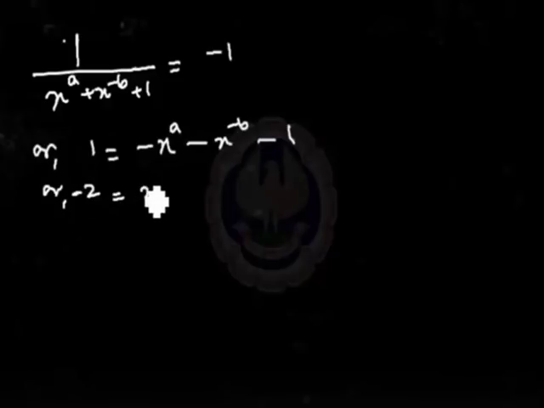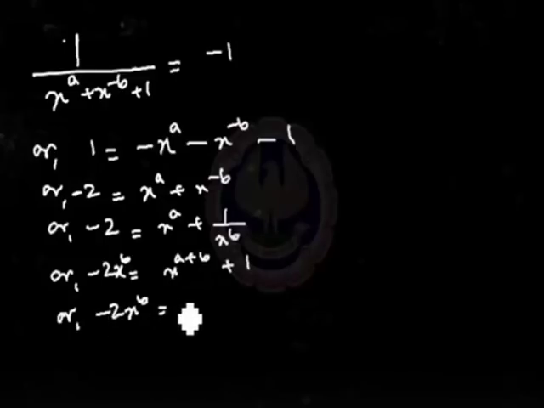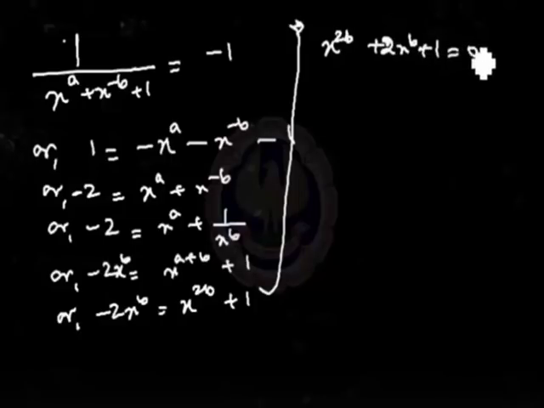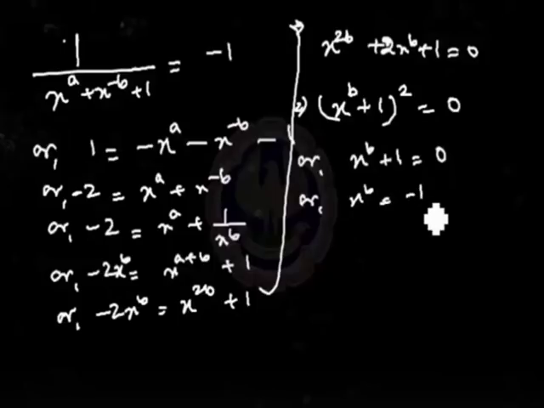Or minus 2 is equal to x to the power a plus x to the power minus b. Or we can write this as minus 2 is equal to x to the power a plus 1 by x to the power b. Or minus 2 is equal to x to the power a plus b plus 1, cross multiplying, so this will become x to the power b. Agree to this? Right? So a is equal to b. So we can write minus 2 x to the power b is equal to x to the power, instead of a I'm putting b, so we get 2b plus 1. Let's write this equation in a proper form. This equation comes to x to the power 2b plus 2x to the power b plus 1 is equal to 0. Agreed? If you can see, this is actually equal to x to the power b plus 1 whole square. Or this can be written as x to the power b plus 1 is equal to 0, or x to the power b is equal to minus 1.